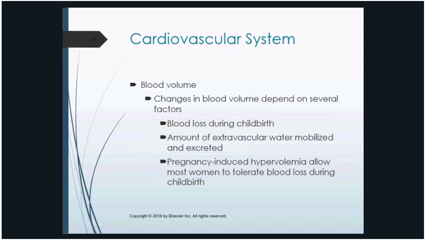For the cardiovascular system, the blood volume changes. It depends on several factors, including blood loss during childbirth, the amount of extravascular water mobilized and excreted, and pregnancy-induced hypervolemia, which may allow most women to tolerate the blood loss during childbirth.